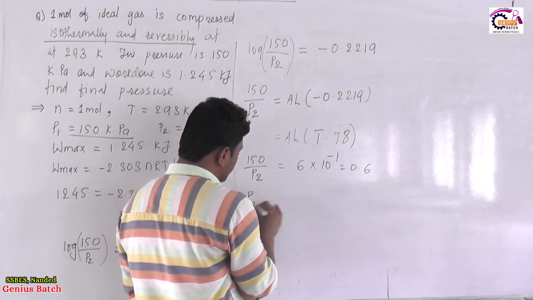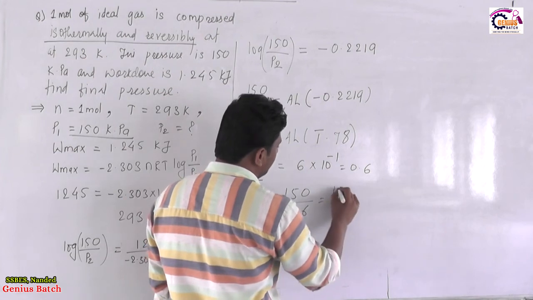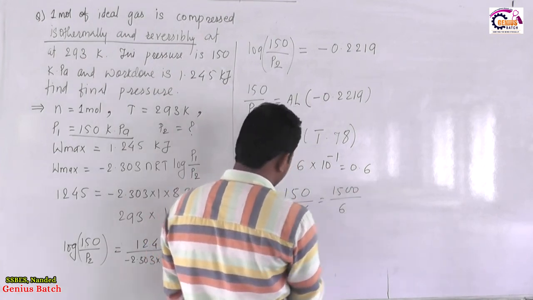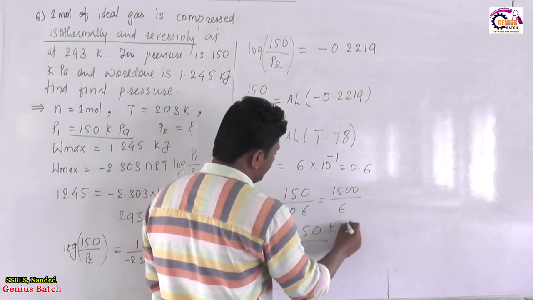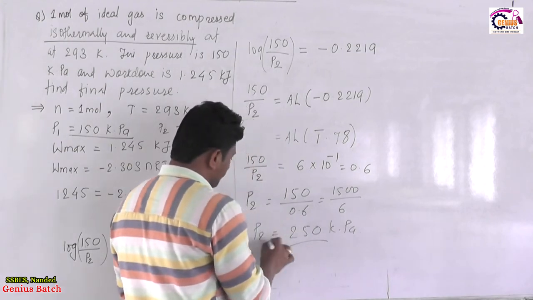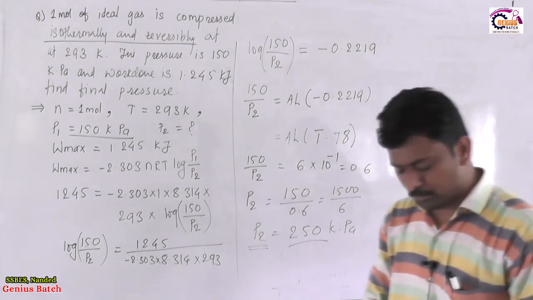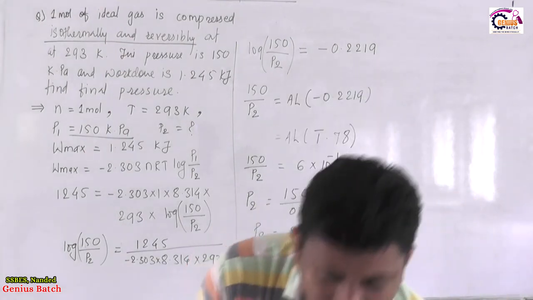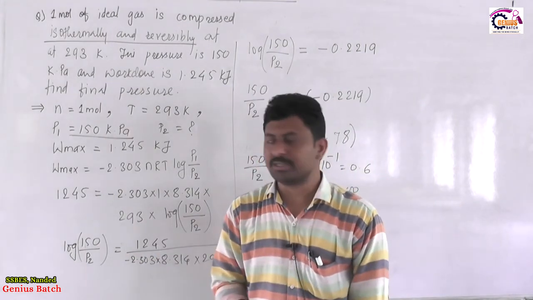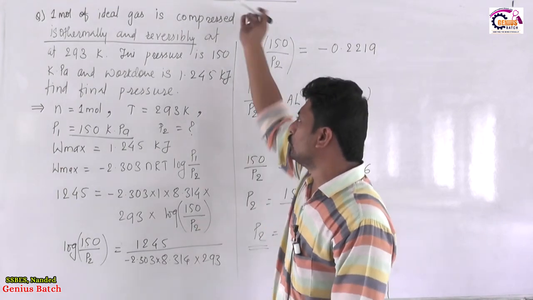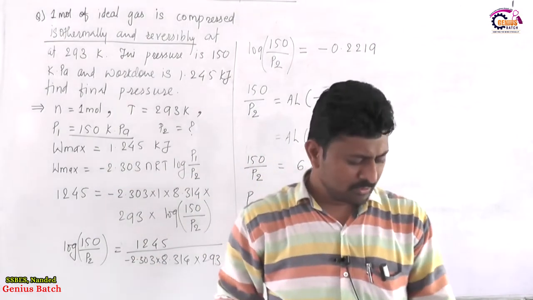So P2 is equals to what? It is 150 by 0.6. On solving, it will be 1500 divided by 6, and further 6 2s are 12, 6 5s are 30, and 250 kilopascal. So when we started with 150 kilopascal, we have to increase the pressure up to 250 kilopascals to perform work done of 1245 joules in a reversible change when temperature is 293 and 1 mole of gas is present. So this was the question.